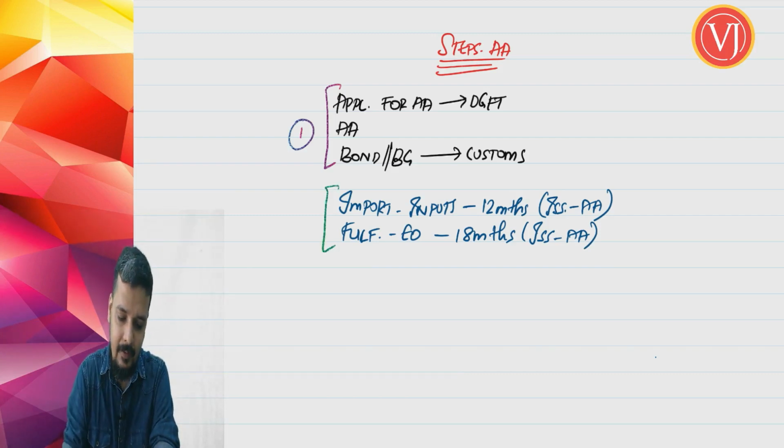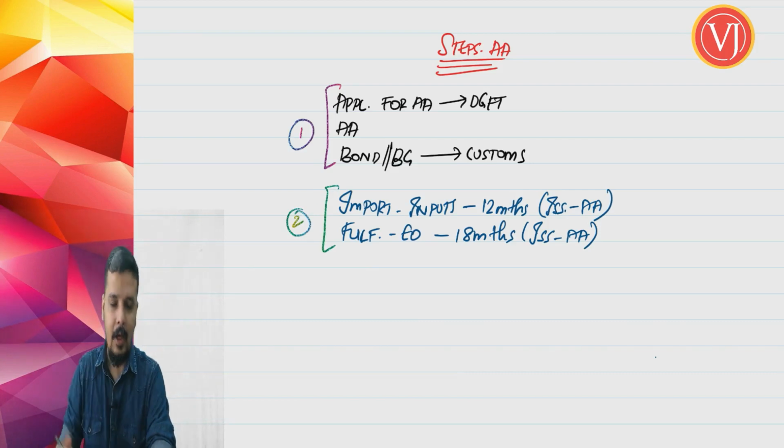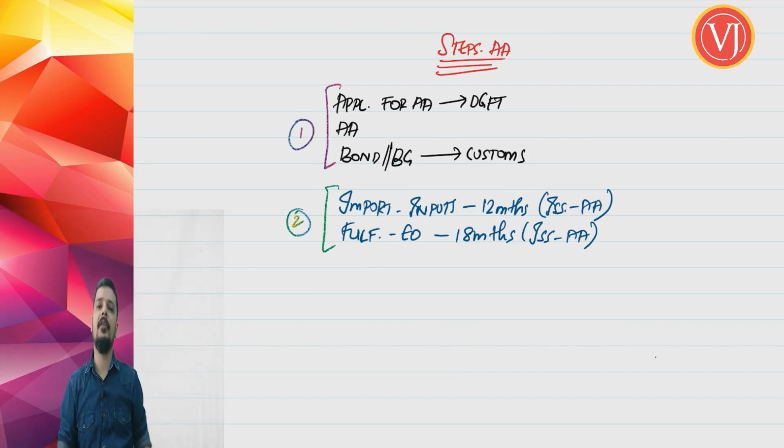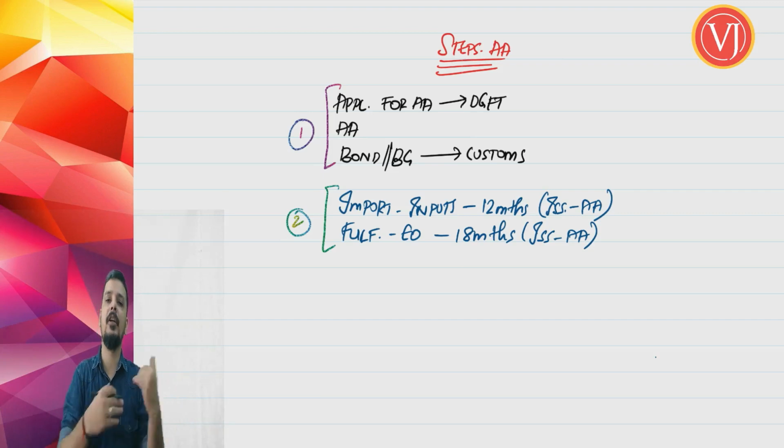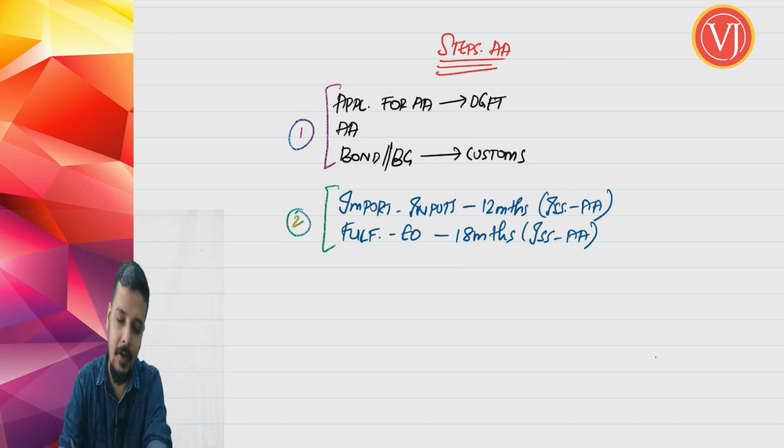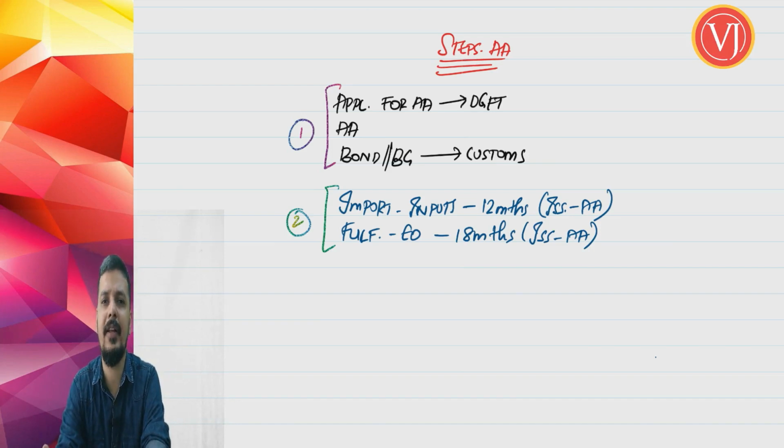This is the second and the main step. Now you import your inputs without paying import duty, but that import should happen within 12 months of issuance of advance authorization, and within 18 months, again starting from the date of issuance of advance authorization, not from the date of import, fulfill your export obligation both in terms of your quantity and value, and submit it to the DGFT. Now after you fulfill your export obligation, you have to submit to your DGFT telling that I have fulfilled my export obligation.